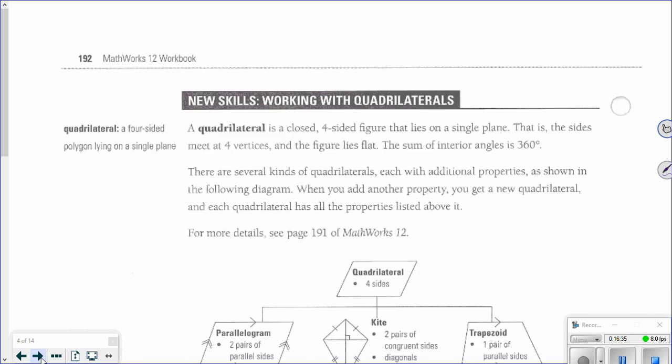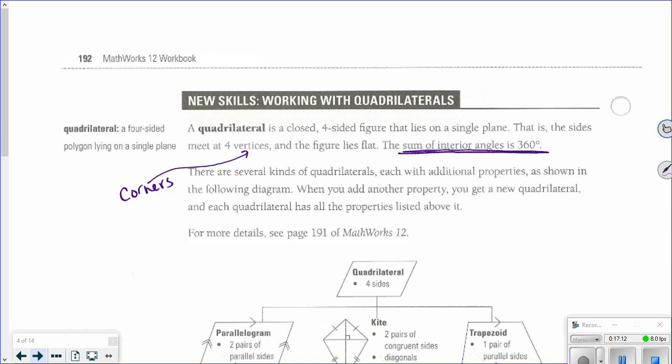Okay, the reason why we start with transversals and parallel lines is because we need to learn about quadrilaterals. So a quadrilateral is a four-sided polygon lying on a single plane. Or a quadrilateral is a closed four-sided figure that lies on a single plane. That is, the sides meet at four corners or four vertices, and the figure lies flat. So vertices are corners. The sum of interior angles of a quadrilateral is always 360 degrees.